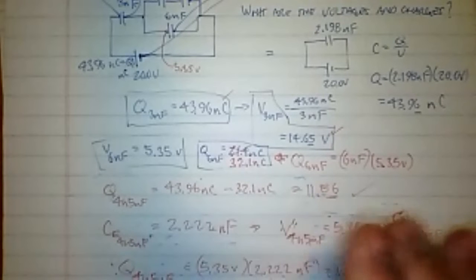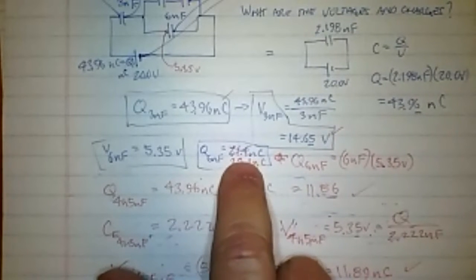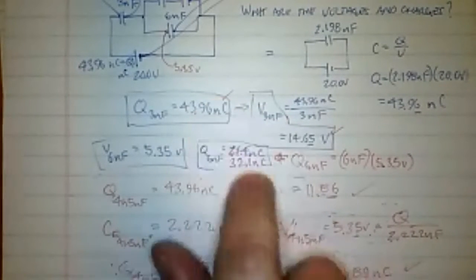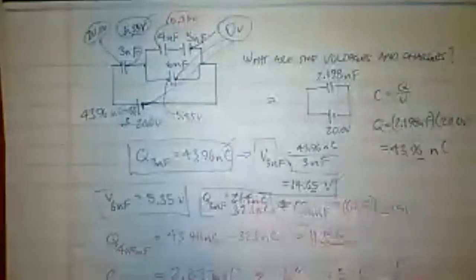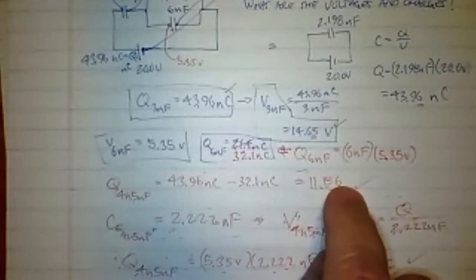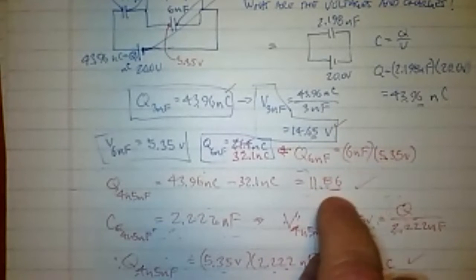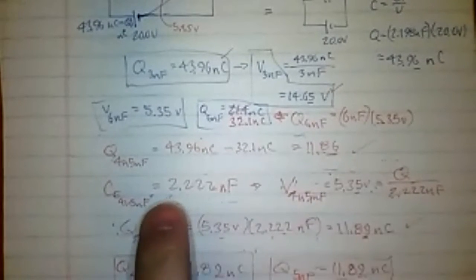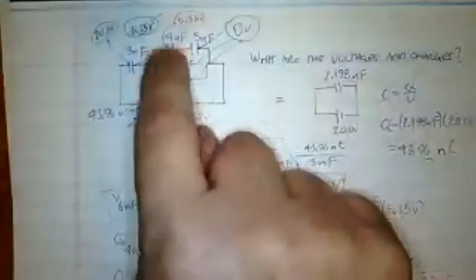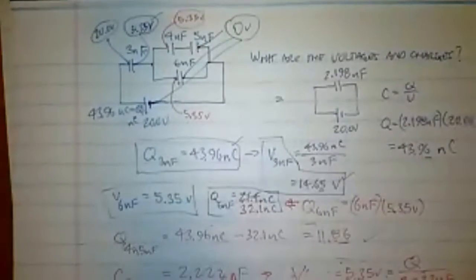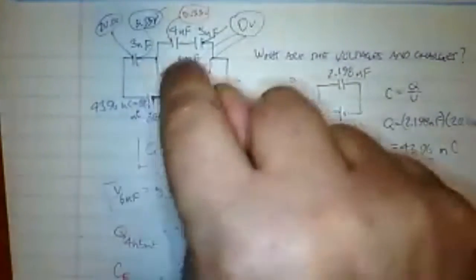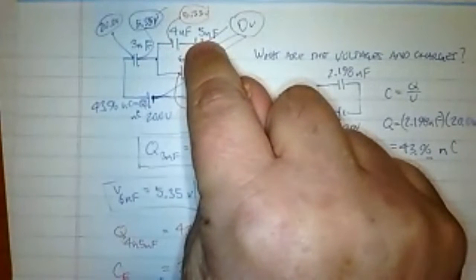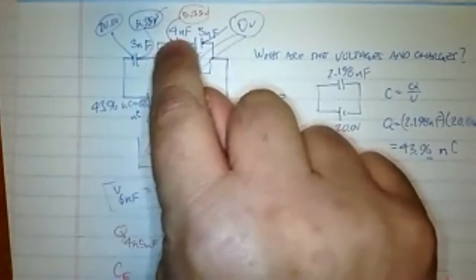Now, in principle, if I subtracted 32.1 from 43.96, that should be the total amount of charge that goes to all those. And that's about 11.86. Again, I'm carrying one extra sig fig, so it's 11.9 really. But I chose not to use that. I chose to use instead the fact that the equivalent of these two capacitors was 2.22. And since whatever charge goes to this one is going to be the exact same charge on that one, therefore, I can calculate the charge on both of them just by treating the equivalent capacitance.